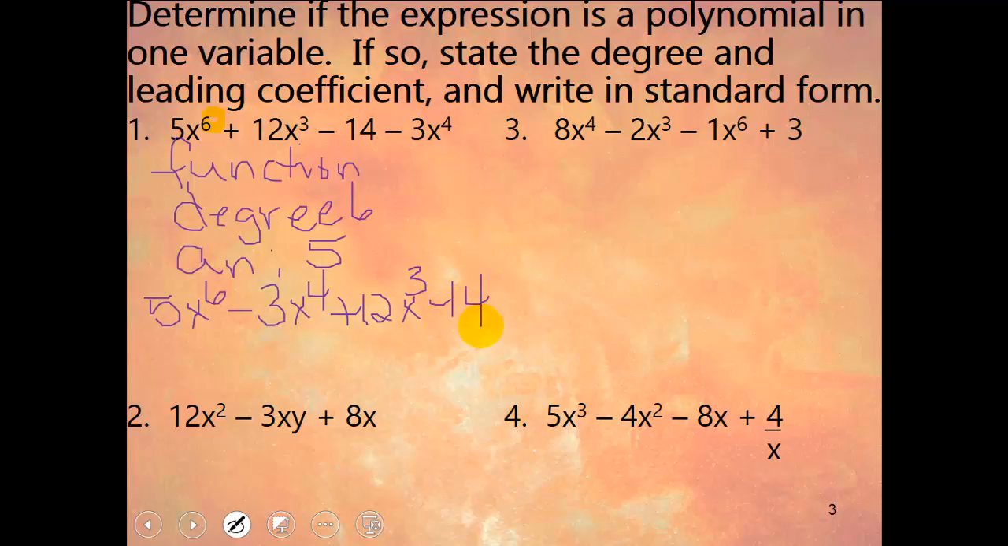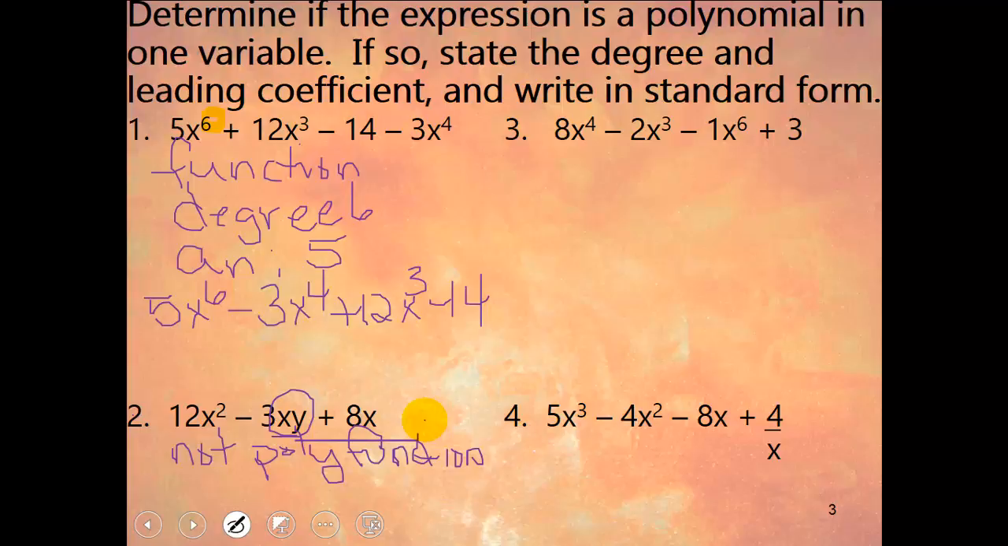We don't have to worry about plugging in 0 values for missing terms, okay? All right, number 2, down here. We have 12x squared minus 3xy plus 8x. Notice that I have an x and a y, so this is not a poly function. So I don't have to worry about answering any of the other questions, all right? Why don't you try 3 and 4 as your video questions and then come back and check your solutions.